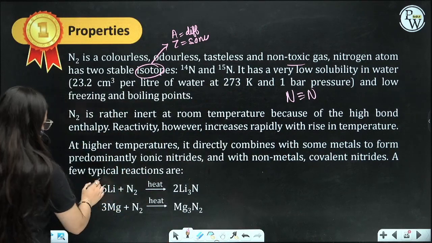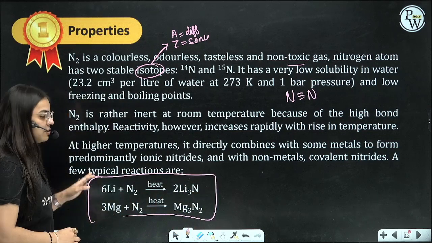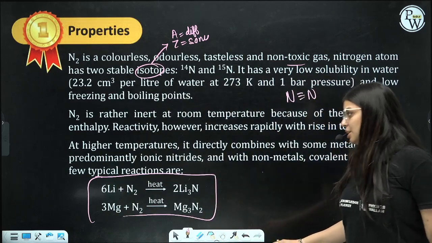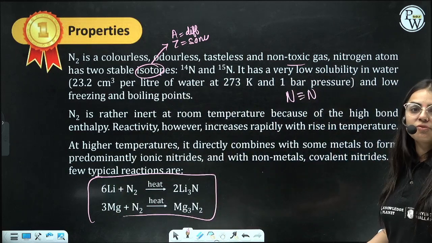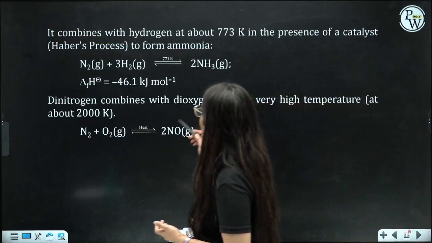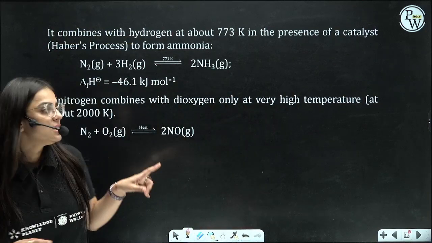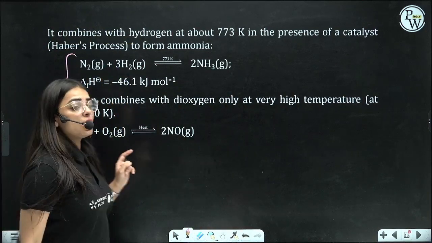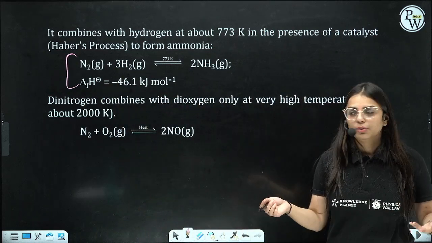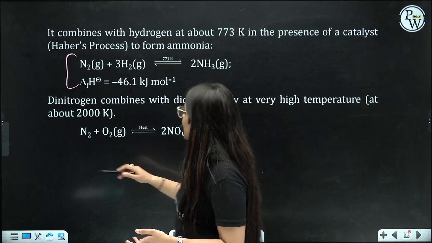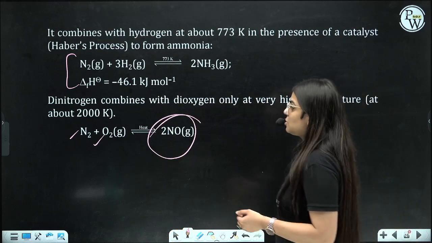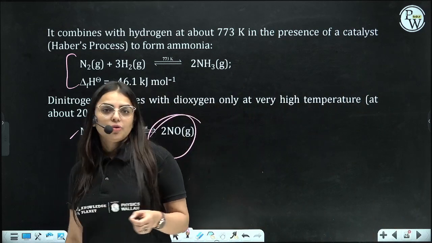Now, let's see how some reactions take place. When it reacts with lithium, it forms Li3N. When it reacts with magnesium, it forms Mg3N2. So with some elements it forms ionic nitrides, and with some it forms covalent nitrides. Moving on, it combines with hydrogen and forms ammonia. You will observe this production of ammonia as a chemical property of N2 in the ammonia topic as well. Also, dinitrogen combines with dioxygen to form NO.